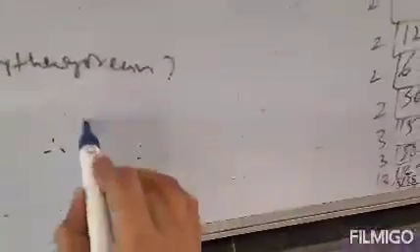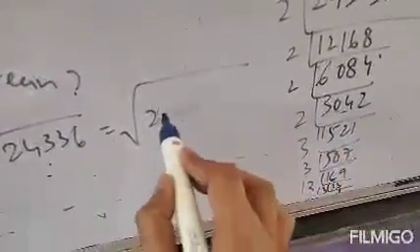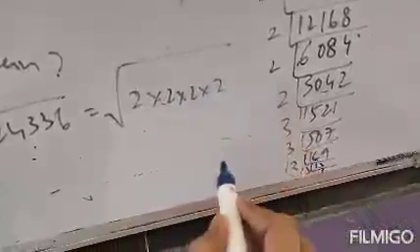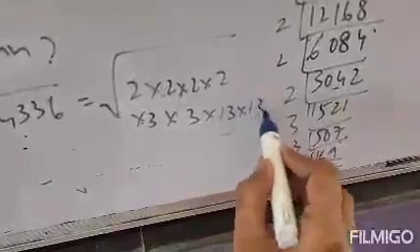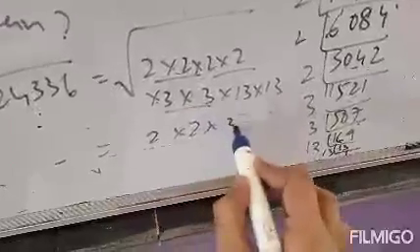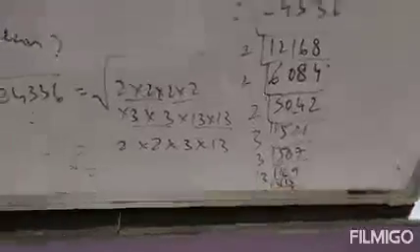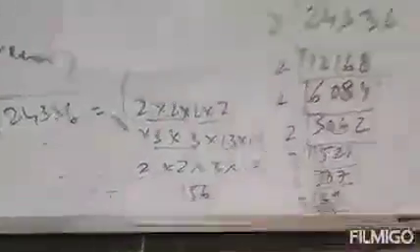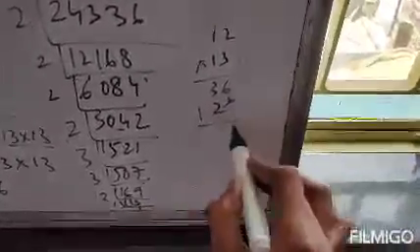So therefore 24336 will give you, how many 2's are there? There are 4 2's. 1 2 3 4. 2 3's. Therefore 2 3's and 2 13's. So 2 2 3 and 1 13. So 2 2's are 4, 4 3's are 12. 12 into 13, it's 156. If you multiply 12 into 13, it's 156. So this is 156.